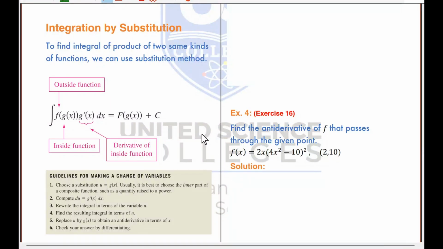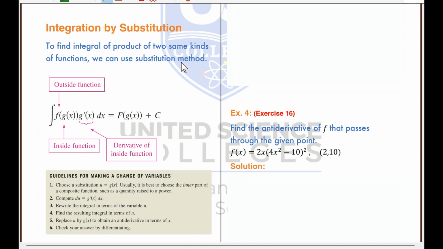Hello guys, in this video I will explain the second integration method, which is integration by substitution. To find the integral of a product of two same kinds of functions, we can apply this technique. What do I mean by same kind of functions? Let's say two algebraic functions are multiplied, or two trigonometric functions are multiplied or divided. We can apply this substitution method.